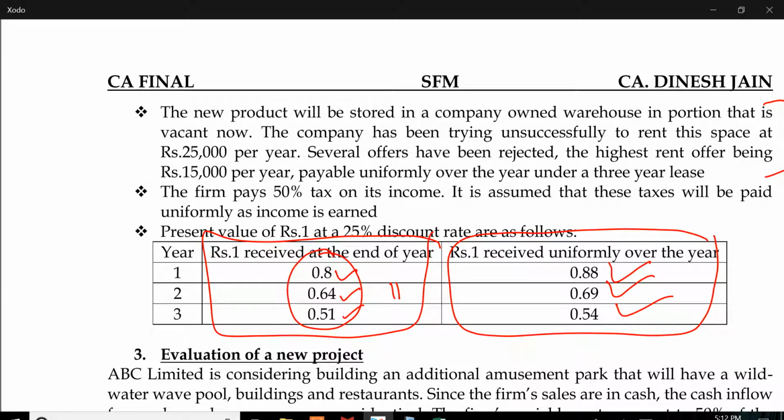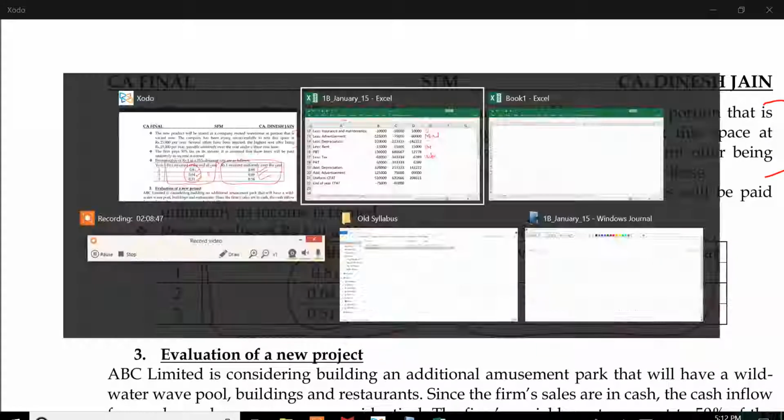Any doubts on this? I am more interested in the concept clarity rather than the calculation behind it. If you have clarity on the concept, I move to step 3. Every step I will have to distinguish. Step 1 and step 3 there is no distinction. Step 1 is end of year only. Step 3 is also end of year only. Step 2 alone you will have to distinguish between uniform and end of year. Any doubts on this? Step 3, terminal flow.